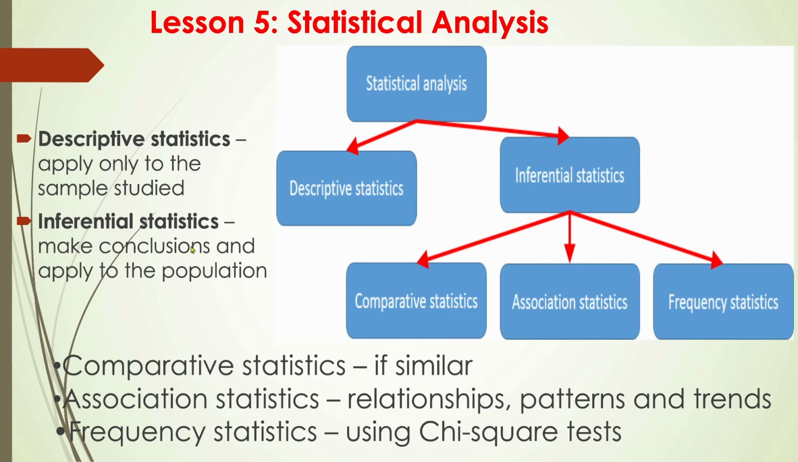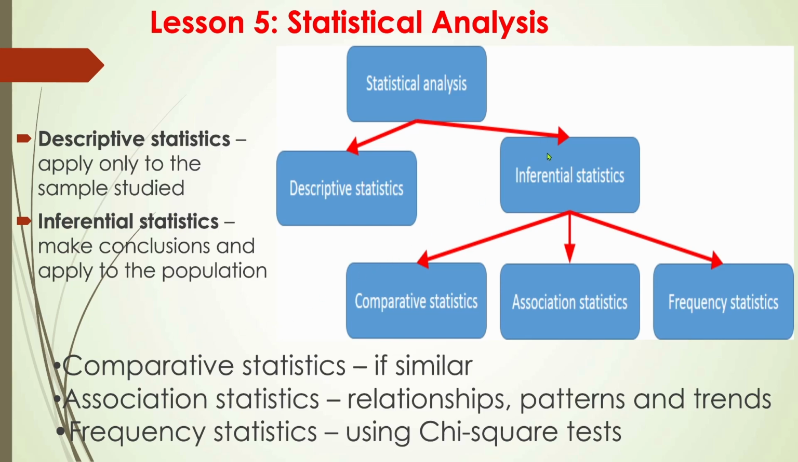Earlier, I have explained how statistical analysis can be divided into descriptive statistics that applies only to the sample study, and inferential statistics, where we test hypotheses and make conclusions about the population. In lessons 3 and 4, we have covered the different descriptive statistics for central tendencies and the dispersion of mean. From this lesson 5 onwards, we'll be looking at inferential statistics.